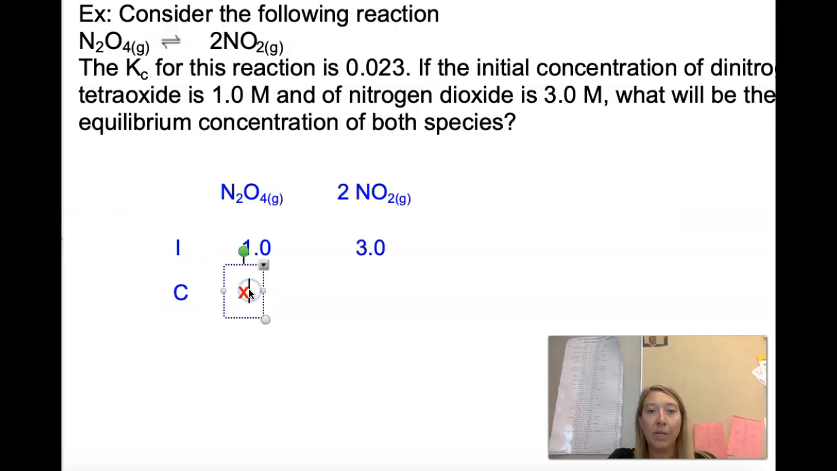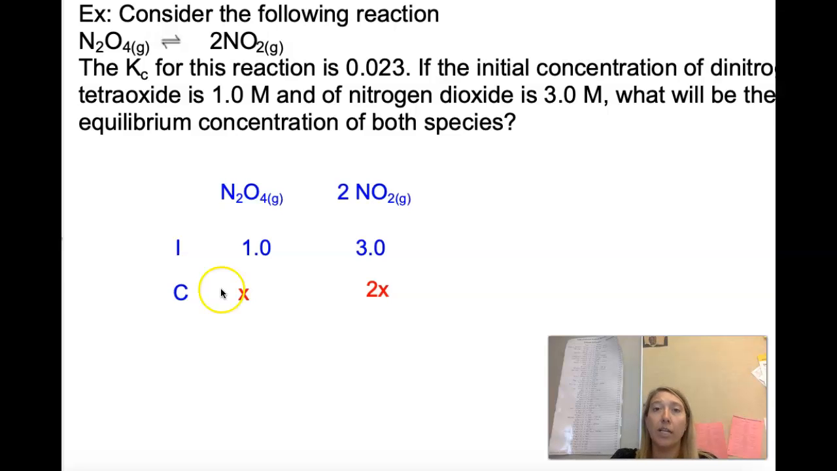I know that this is going to be an X, and I know this is going to be a 2X, right? Based off of the coefficients we balanced with. But what I don't know right now, because I've started with initial concentrations of everything, is this shifting this way to the right, which would make this a negative and this a positive, or is it shifting this way to the left, which would make this negative and this positive? So 2 ways I can do this.